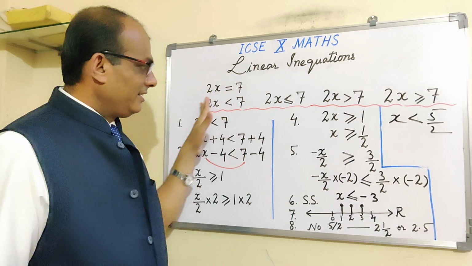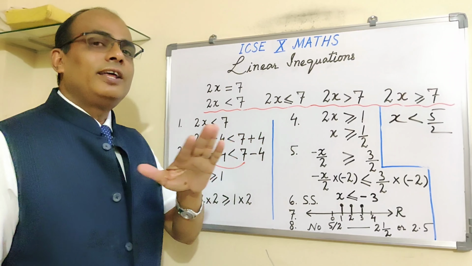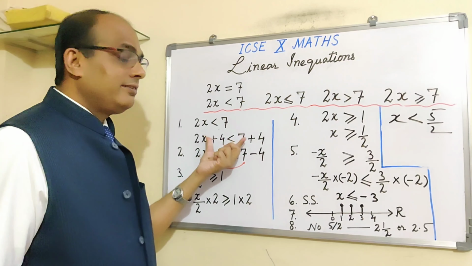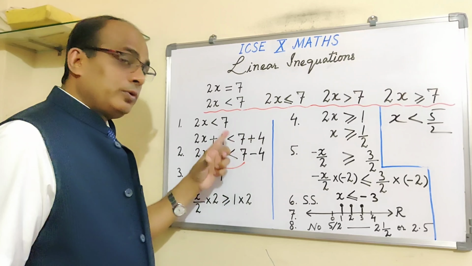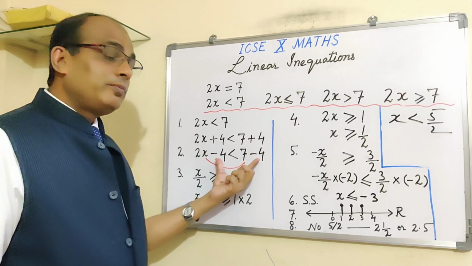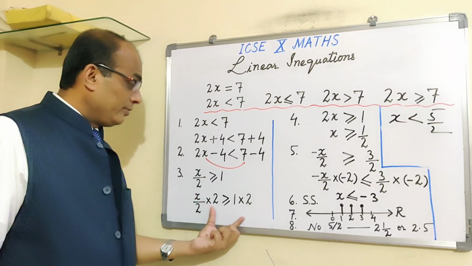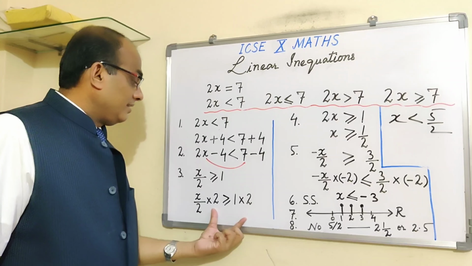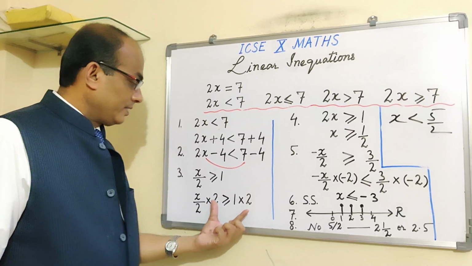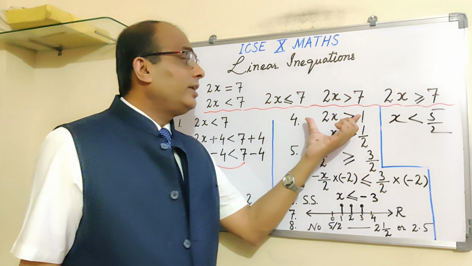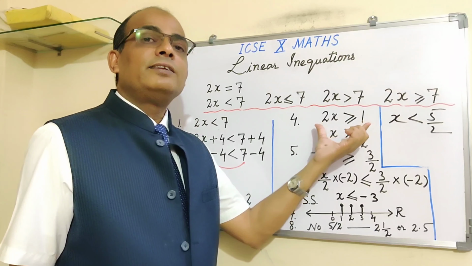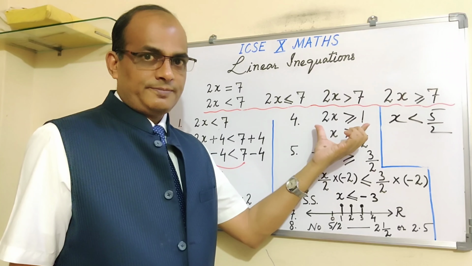So in all these cases, first, second, third, fourth, the inequality does not change. You are adding the same number on both sides, subtracting the same number from both sides, multiplying both sides by the same positive number, or dividing both sides of the inequation by the same positive number.